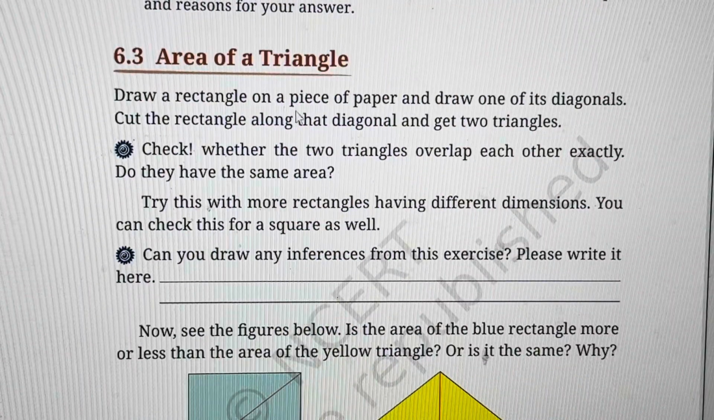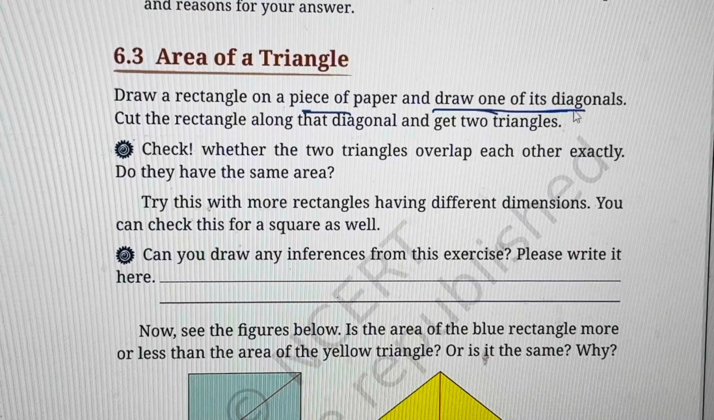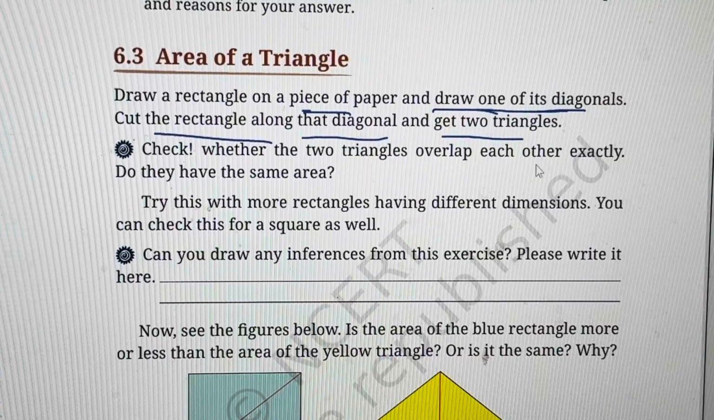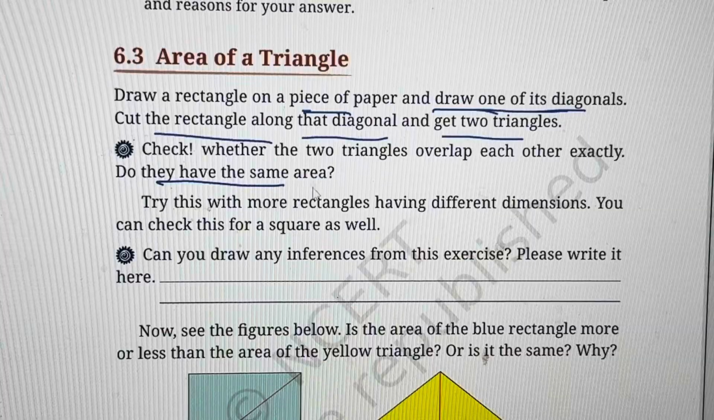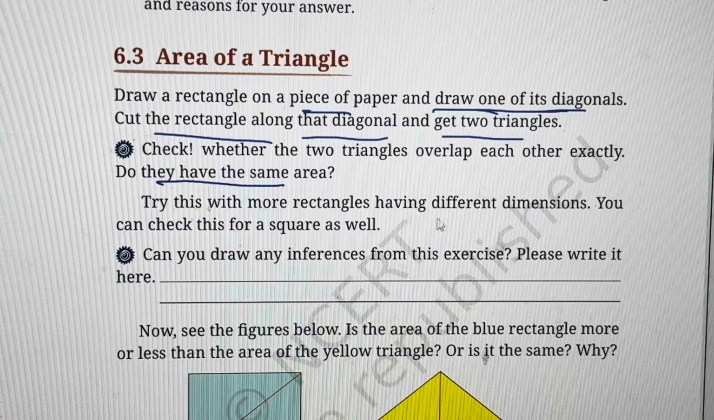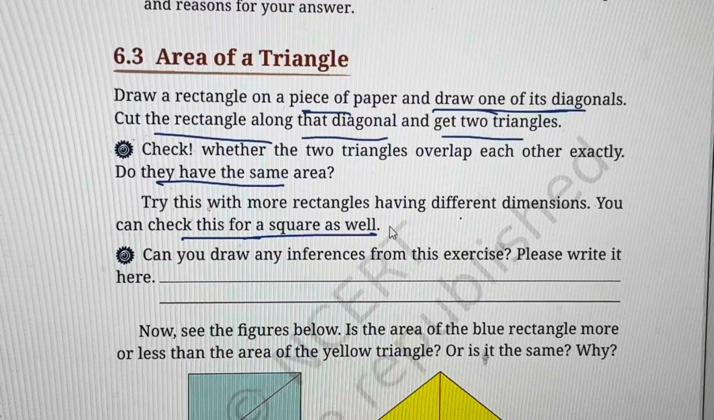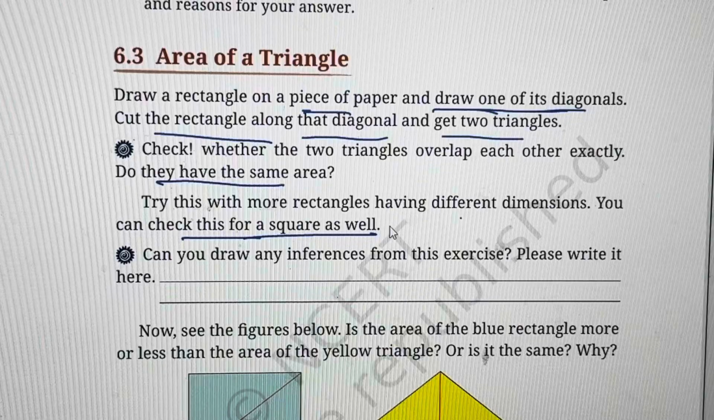Draw a rectangle on a piece of paper and draw one of its diagonals. Cut the rectangle along its diagonal and get two triangles. Check whether the two triangles overlap with each other exactly. Do they have the same area? So first is an activity. Try this with more rectangles having different dimensions. You can check this for a square as well. So let us first try this and then we'll go ahead with the chapter.